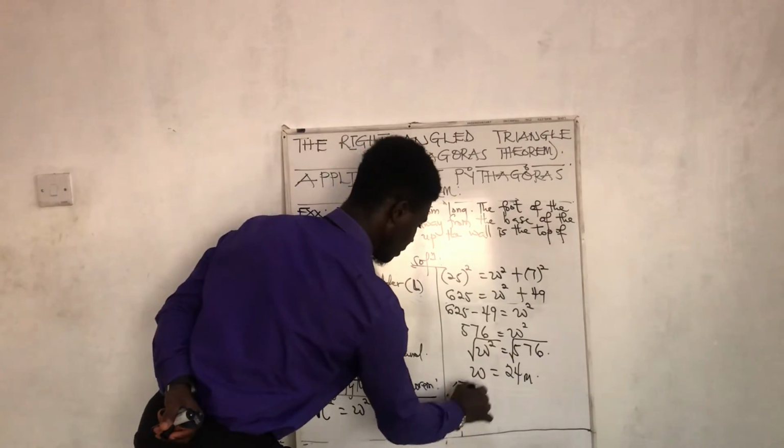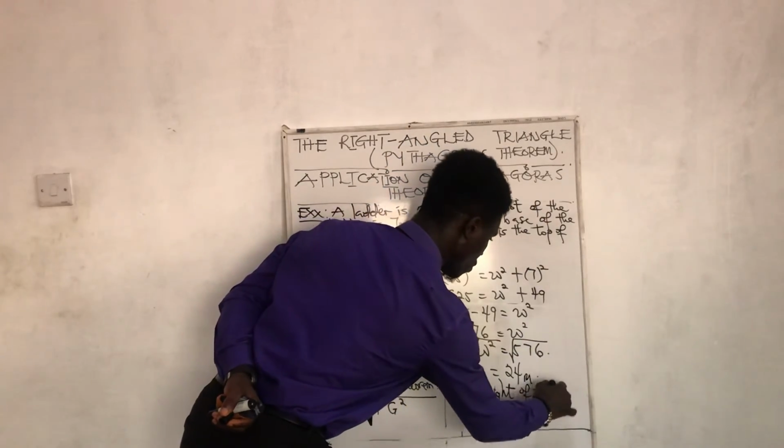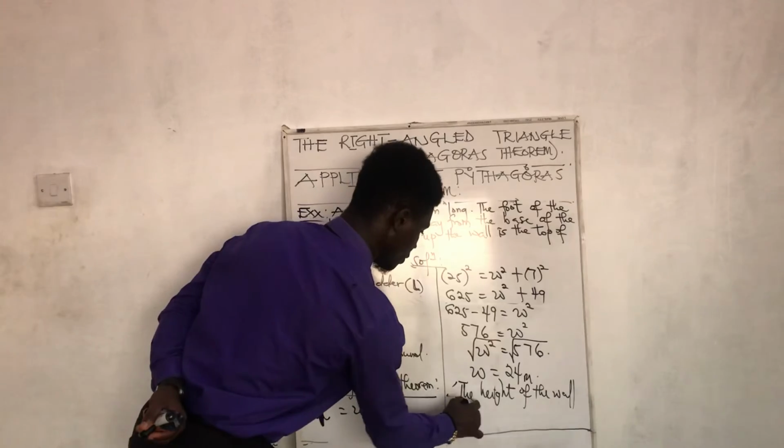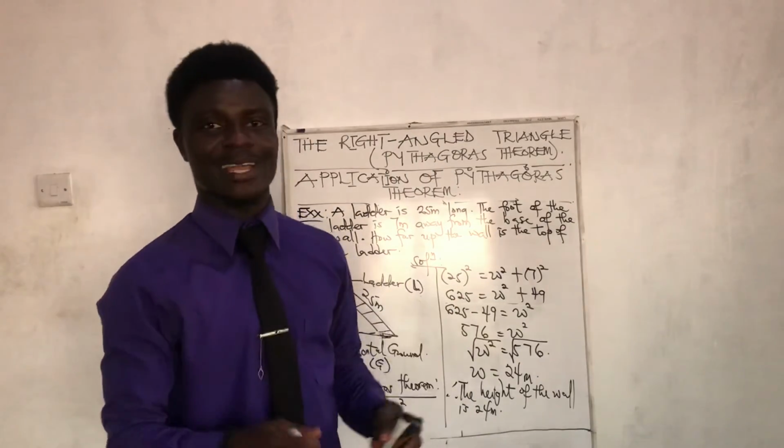Therefore, the height of the wall is 24 meters.